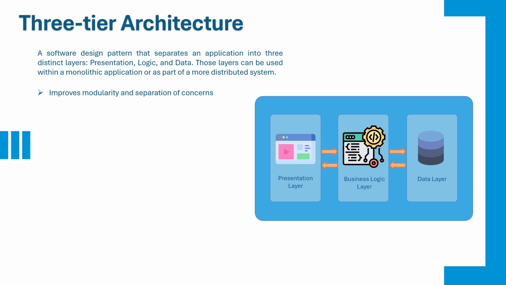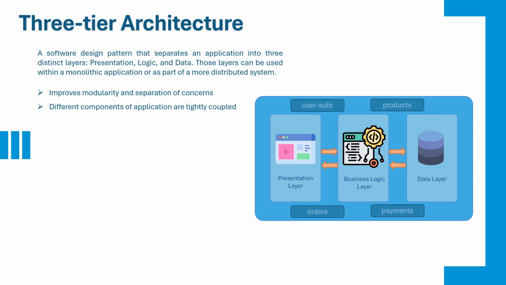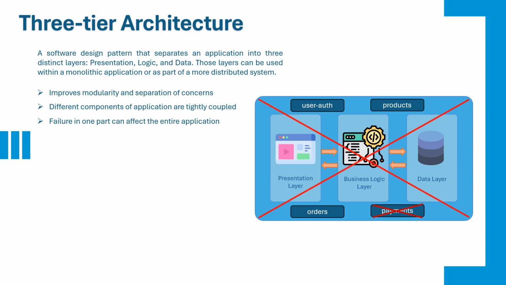Although the three-tier architecture improves modularity and separation of concerns, it still faces several challenges. Despite the separation into layers, different components within each layer are still tightly coupled. This coupling makes it difficult to change or update individual components without affecting others. A failure in one part of a layer can affect the entire layer. For example, if a critical piece of business logic fails, it can disrupt all operations that depend on that logic, potentially affecting the entire application.